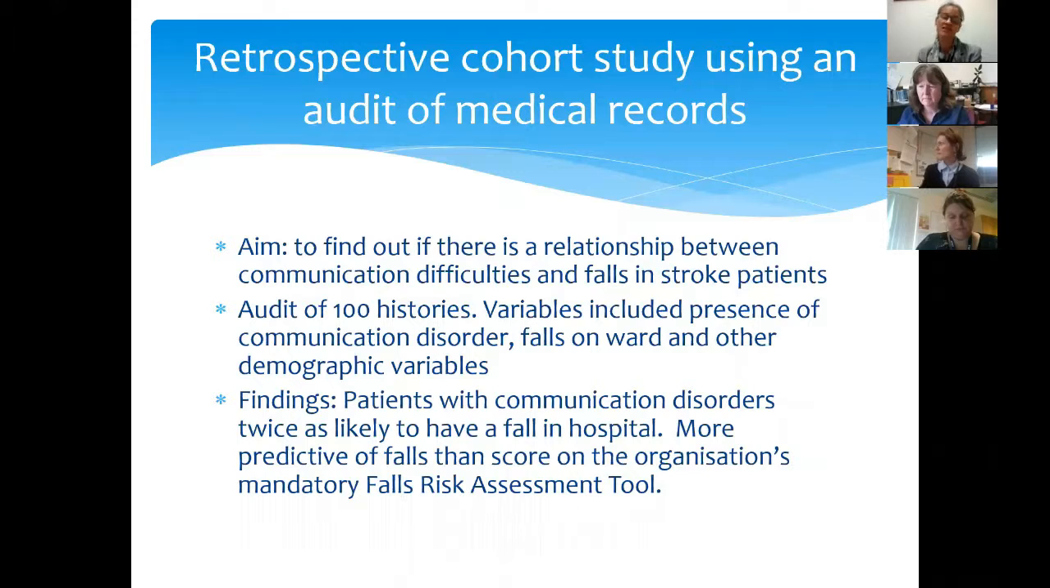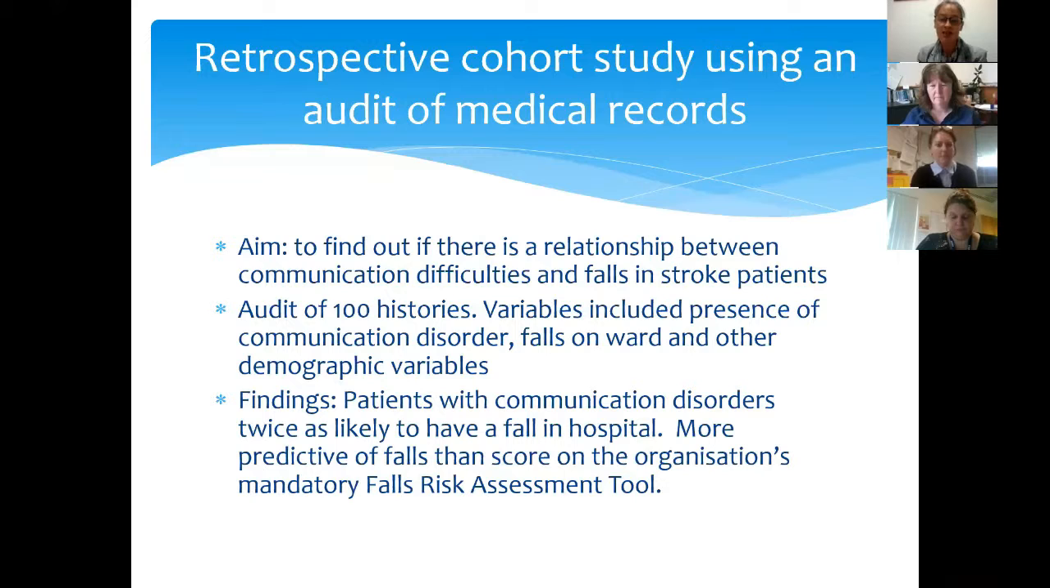So the aim of this project was just to find out whether there's a relationship between communication difficulties and falls in stroke patients. This particular clinician had observed a number of her patients with severe communication difficulties having falls while on the ward, and wondered if there was a relationship. She did a simple audit of 100 medical histories, and she collected a whole lot of variables around presence of a communication disorder, falls on the ward, and a whole lot of other demographic variables.